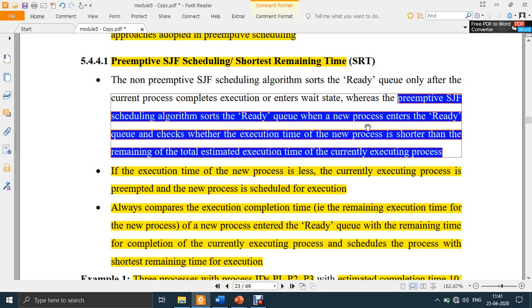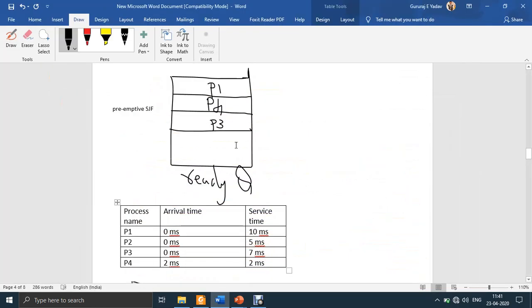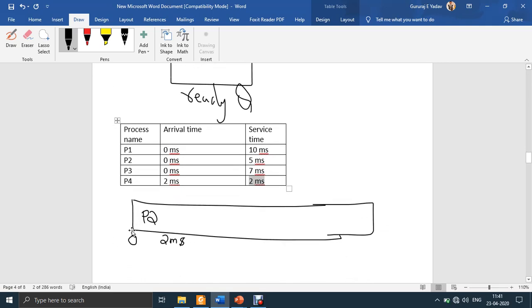So the ready queue will be sorted, and how will it be sorted? Depending on the shortest estimated execution time. So you have to sort this according to shortest execution time. To do that, first, what is the estimated completion time? 2 milliseconds for P4. Now P2 has executed for 2 milliseconds already. From 0 to 2 milliseconds, it has already executed.